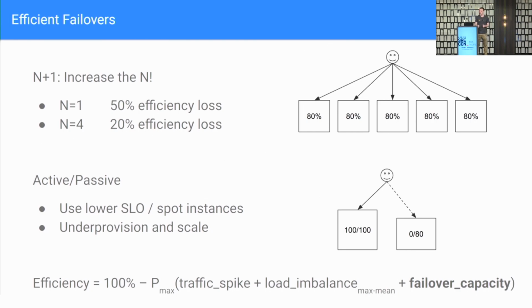And think about your error budget. Can you afford to be overloaded for some number of minutes during a failover while you rely on your autoscaling system to scale you up? So for your secondary zone, maybe you want to target something like 70 or 80% capacity instead of 100%. So this makes it the third factor in our efficiency formula. We now need to budget for this failover capacity as well.